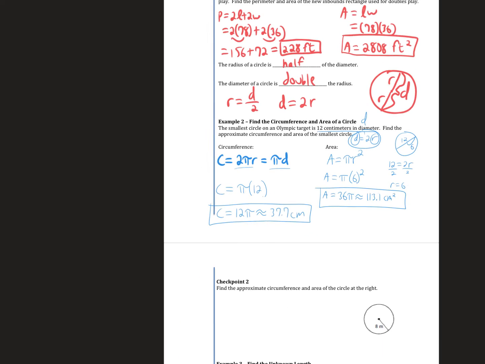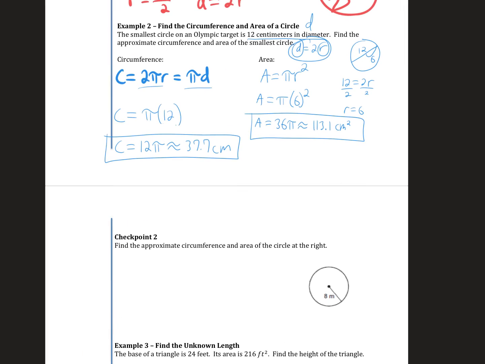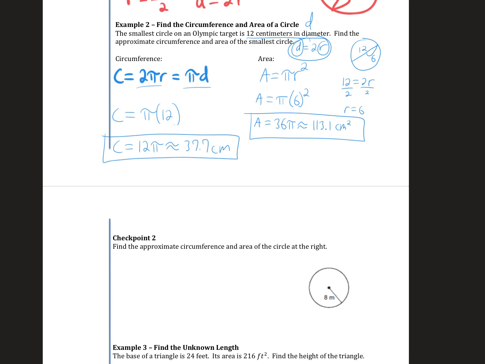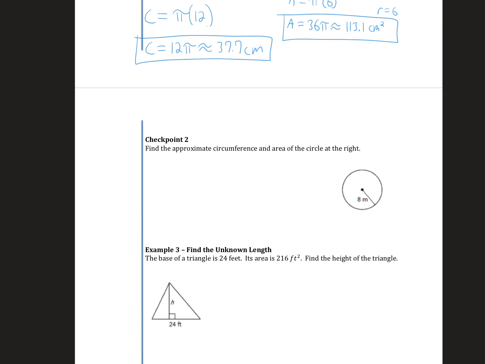Okay. All right, why don't you guys go ahead and try the second checkpoint. I'll zoom out here so you can see what we did. Why don't you guys try checkpoint 2? It's very similar. All right, we're looking for circumference. Okay, so now let's think about this here. What is 8? Is that the radius or the diameter?